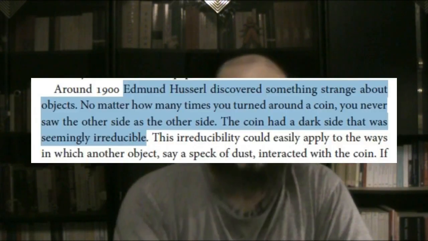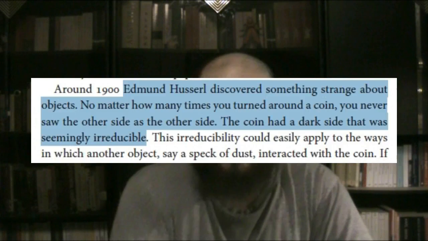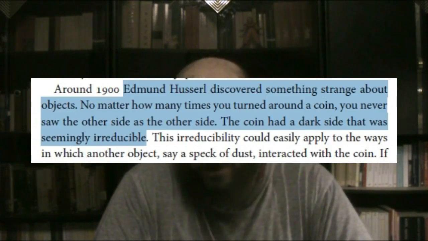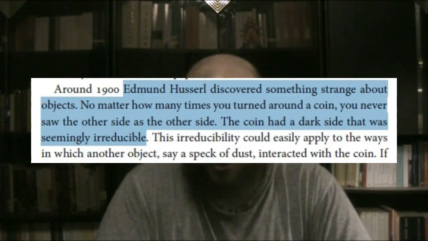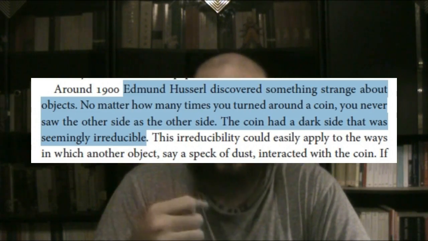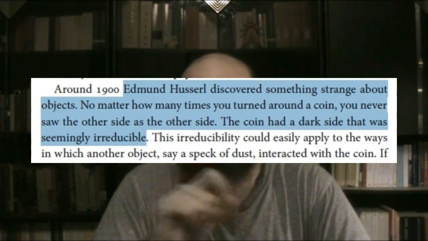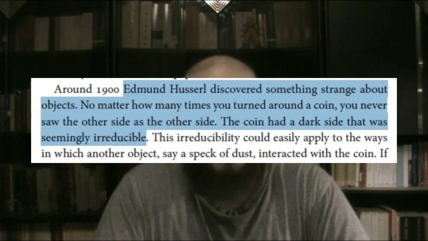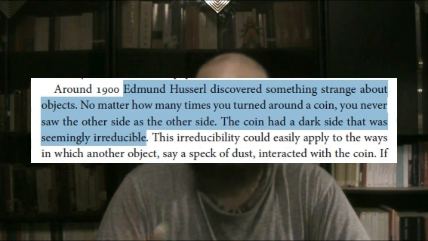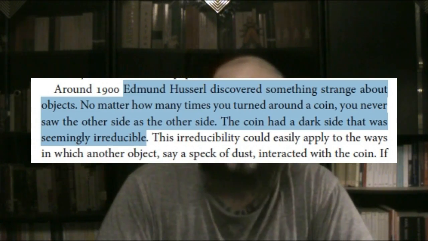Well, in phenomenology, its founder, Edmund Husserl, discovered something strange about objects. No matter how many times you turned around a coin, you never saw the other side as the other side. The coin had a dark side that was seemingly irreducible. So this means that objects always have something of them that is hidden. If you look around you, you never see one object in its entirety, right?